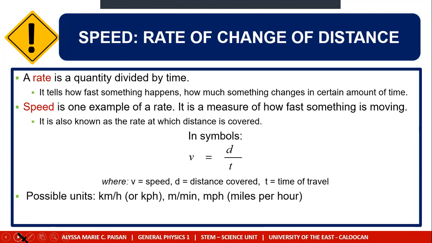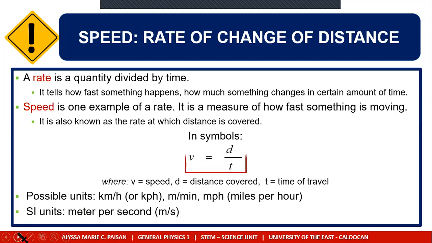The possible units for speed are kilometer per hour or kph, meters per minute, or miles per hour. So basically any unit of length divided by any unit of time. But the standard or the SI unit is meter per second.